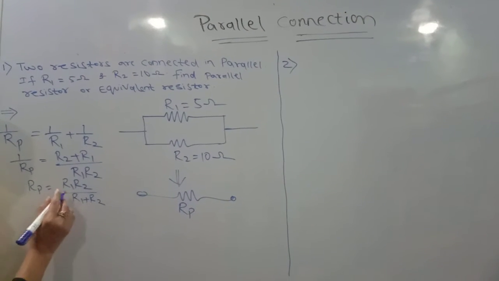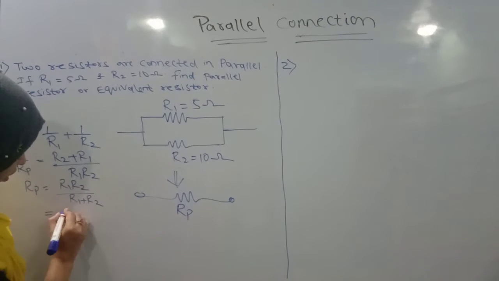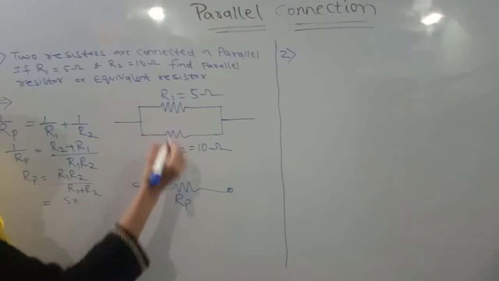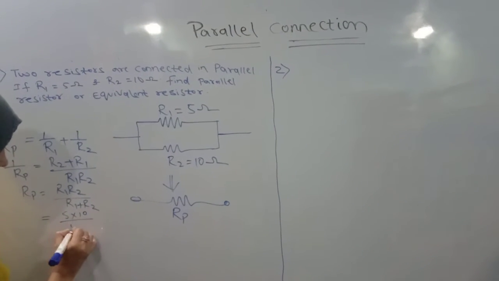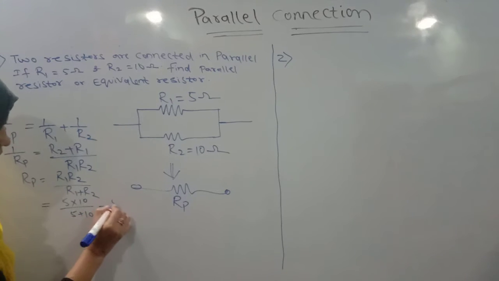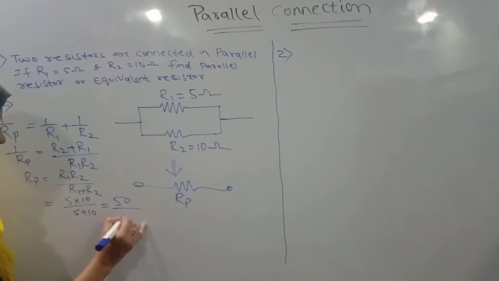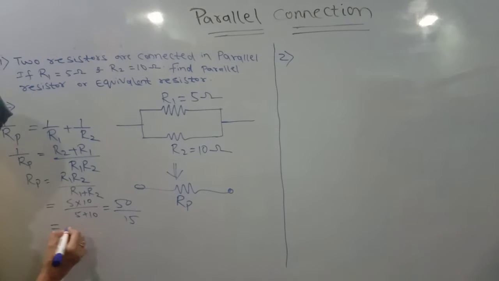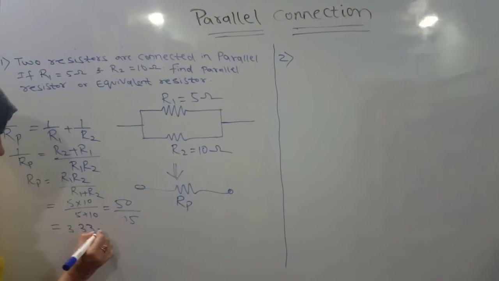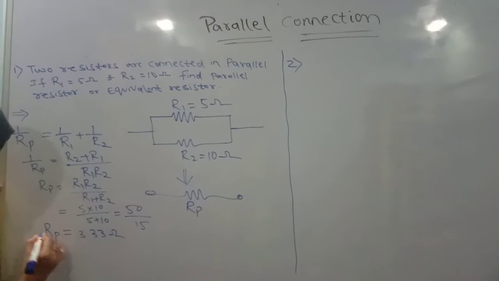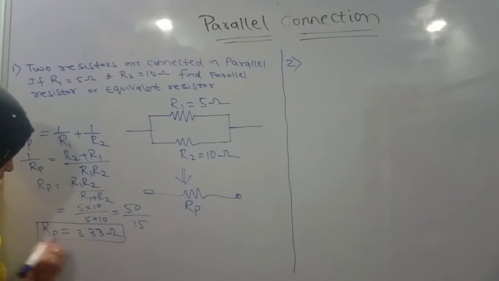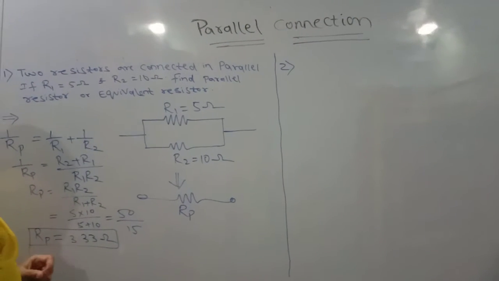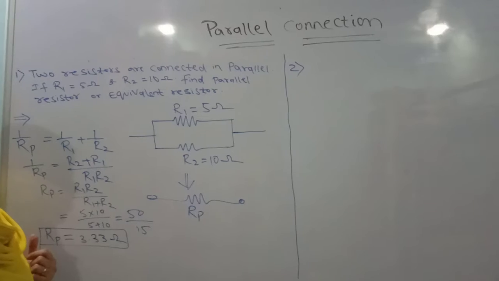Now substitute the values of R1 and R2. R1 is 5 here, and R2 is 10 here. So 5 into 10 divided by 5 plus 10, it becomes 50 divided by 15. If you divide this, you will get 3.33 ohm. That is nothing but the total resistor, or the equivalent resistor, or the parallel resistor.